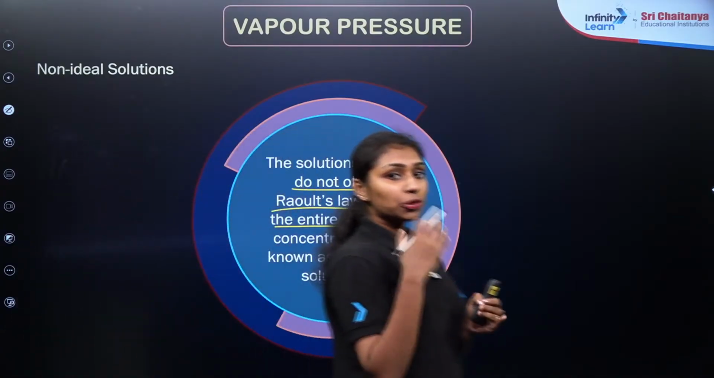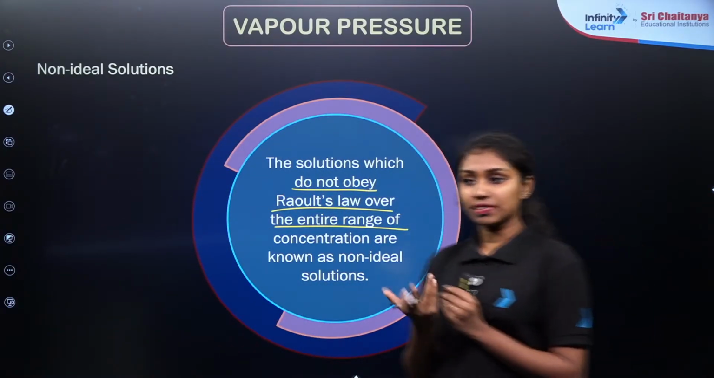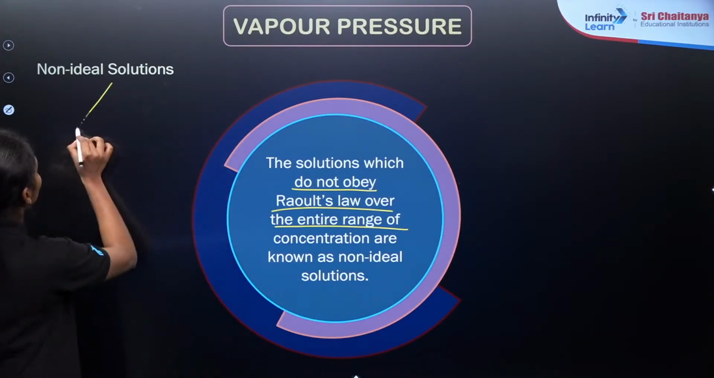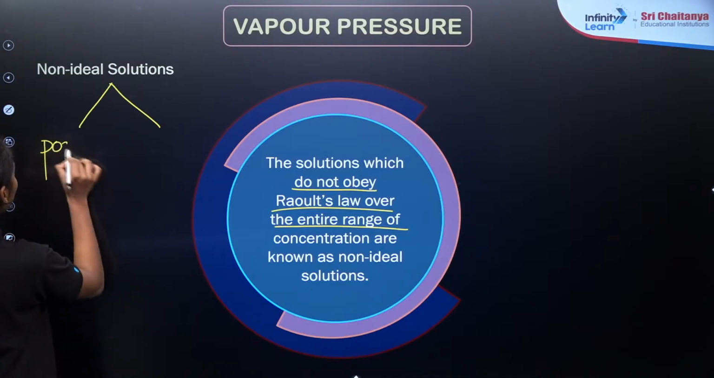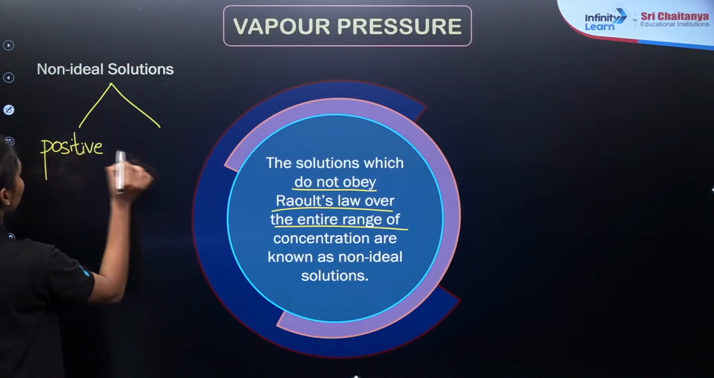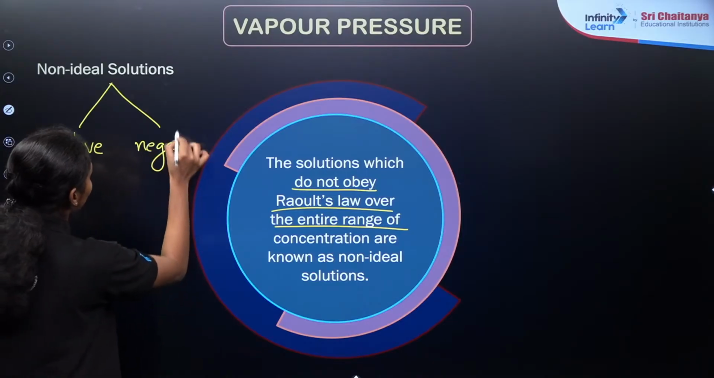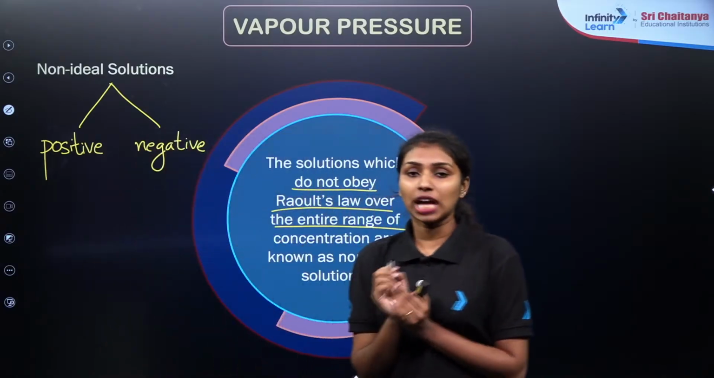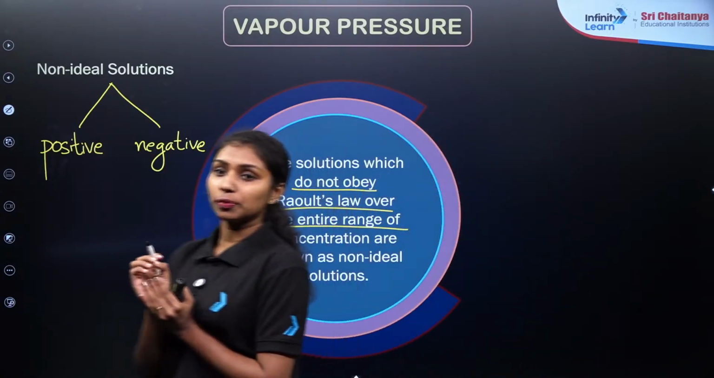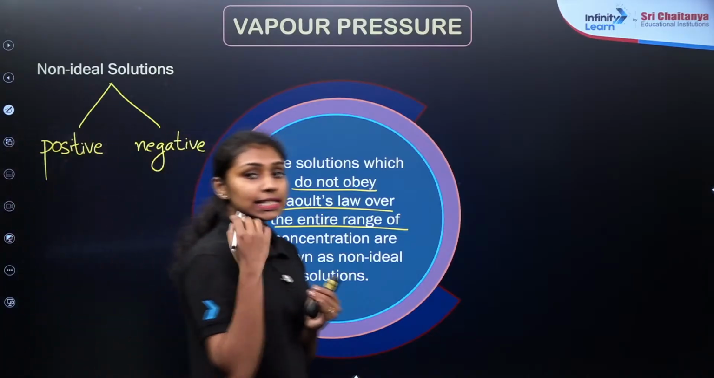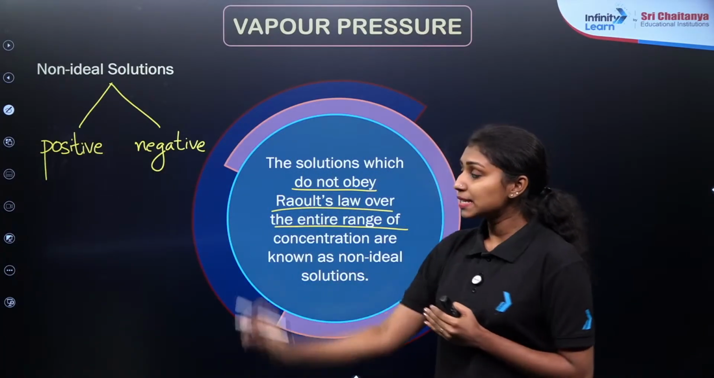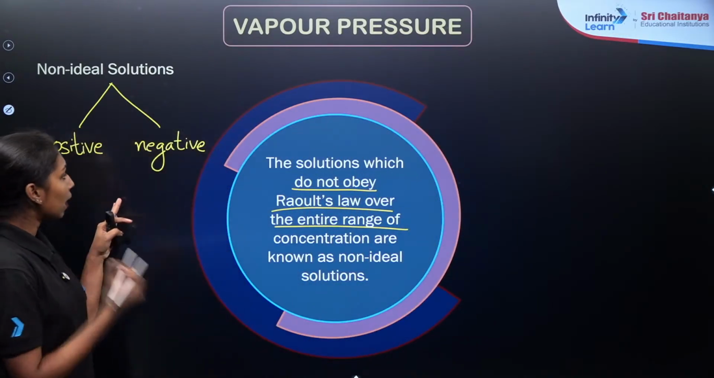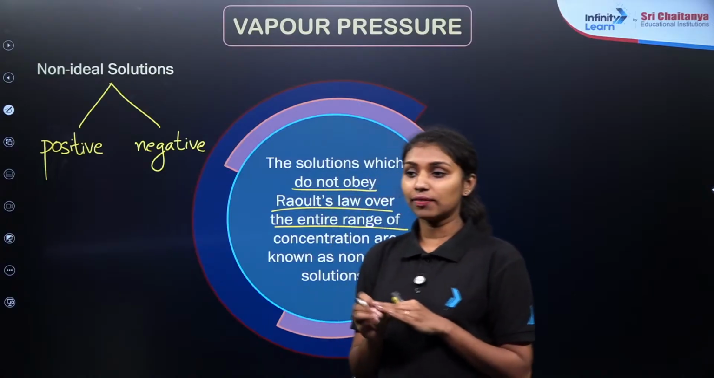In this particular case, we need to talk about positive as well as negative deviation. What do you mean by positive or negative deviation? Any idea? In general, according to Raoult's law, the vapor pressure should be equal to the vapor pressure of the pure component times the mole fraction, right? So if you are talking about positive deviation, the real vapor pressure is higher than the expected one. That will be the positive deviation. If the real vapor pressure is less than the expected one, it will be negative deviation.